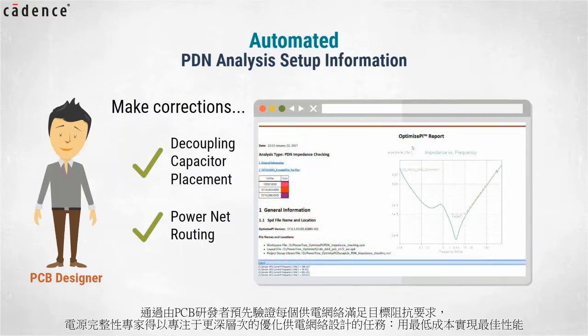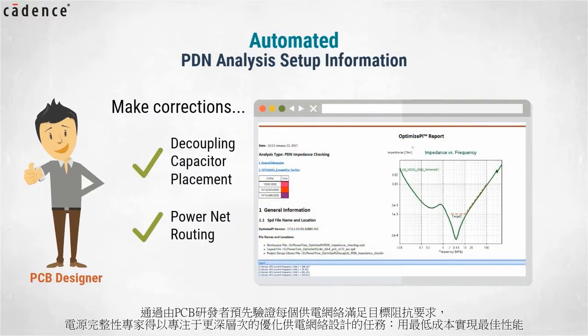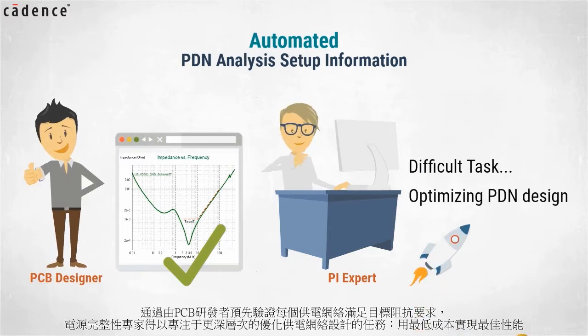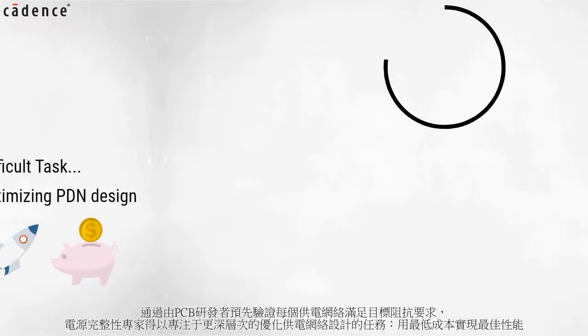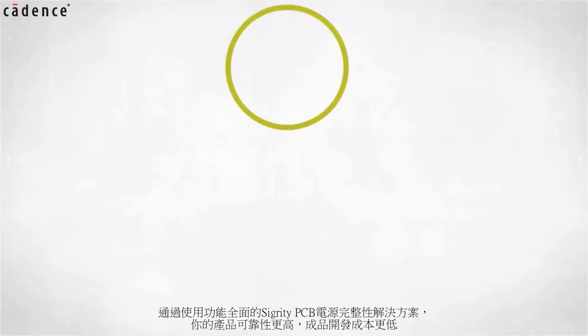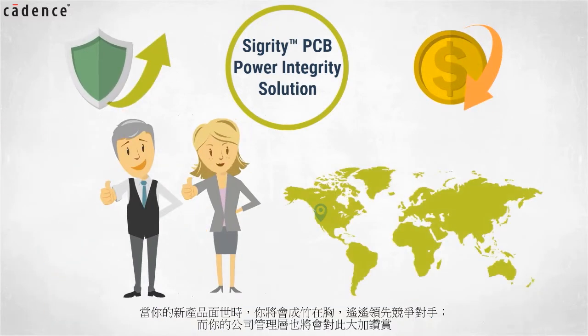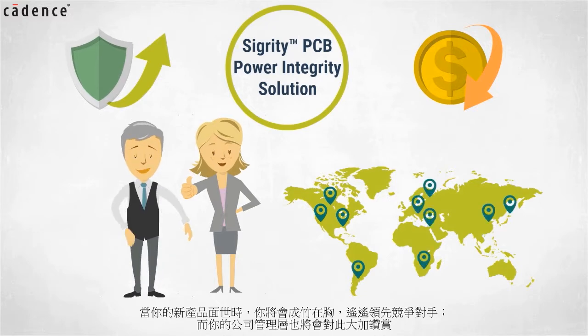With target impedance values for each power rail validated by the PCB designer, the PI expert can turn his attention to the difficult task of optimizing the PDN design for the highest performance with the lowest cost. With the comprehensive Sigrity PCB power integrity solution, product reliability will be higher, product costs will be lower, and your management team will be smiling when you go to market knowing that you have a leg up on your competition.